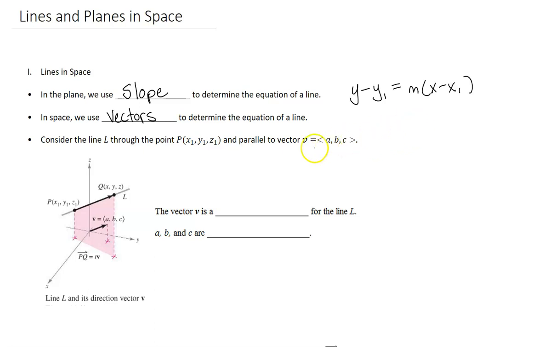So remember vector notation, v, and you might see an arrow over this v if you're using your handwriting, is some triple of coordinates a, b, c. And this is a line through the point P, x1, y1, z1, so you can see that here. And then the vector is the standard position of that line, so in the same direction as that line. So the vector v we call a direction vector for the line L, and a, b, and c are the direction numbers.